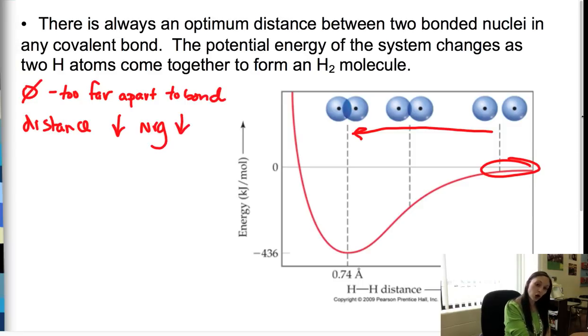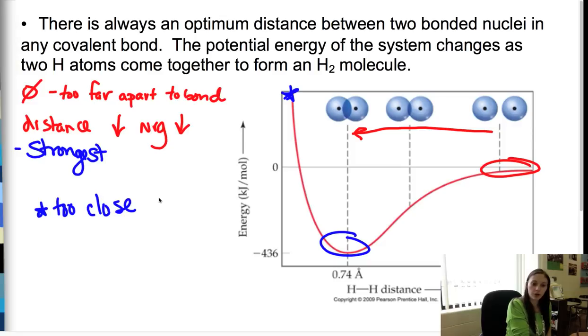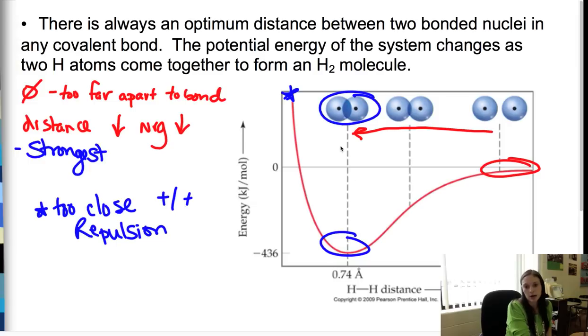Okay, this means now I've got a really low energy. Right here at 0.74 angstroms is the bond length, the distance at which the bond is strongest. Now, if we get here, they're going to get too close together, and notice how the energy goes way, way, way up. That's because they are too close, and you feel the positive-positive nuclei repulsion. They don't want to get any closer. They don't want to bond. This right here is your optimum bond distance because it is the lowest energy and the strongest one.